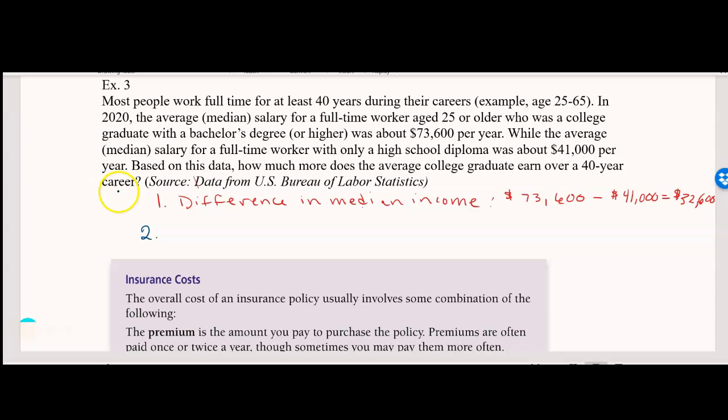Now, over a 40-year period, that means we're going to take the difference, which is 32,600, but times 40 years, because we want to know how much more are they actually making over that 40-year time. And this is averaging. We'll multiply those two numbers together and we get $1,300,000. So that is the difference, according to the statistics, over a 40-year working period.